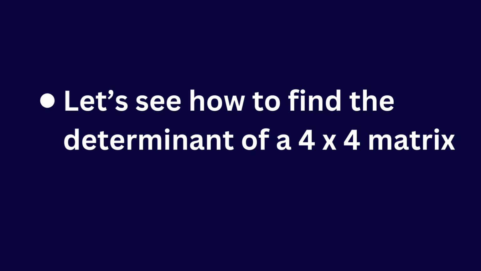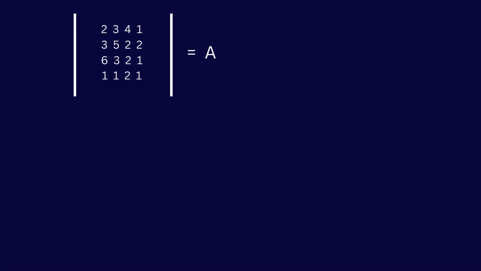Let's see how to find the determinant of a 4 by 4 matrix. This is our example 4 by 4 matrix. I will label it as matrix A. Then select any row as previously explained. You can choose any row: first row, second row, third row or fourth row. In this case, I will choose the first row.